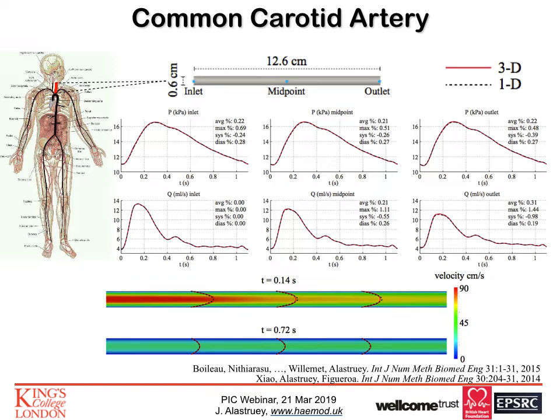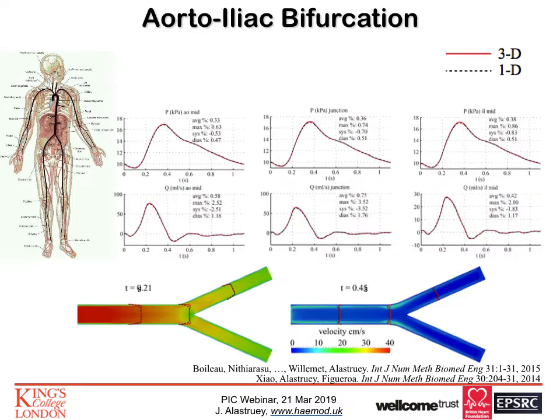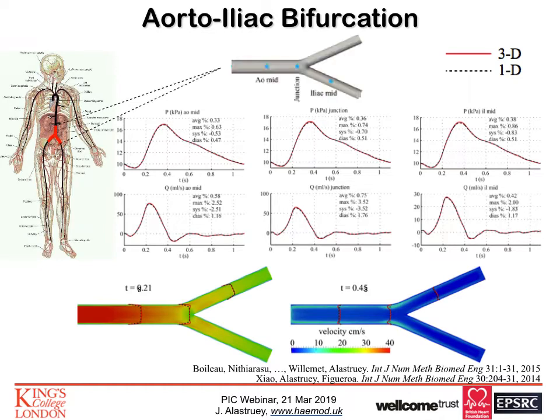Superimposed, we compared the velocity profiles for the 1D and 3D models at 3 locations. The results show excellent agreement between the two models. In the aortoiliac bifurcation, we also found a very good agreement between both formulations, with similar relative errors to the common carotid model.